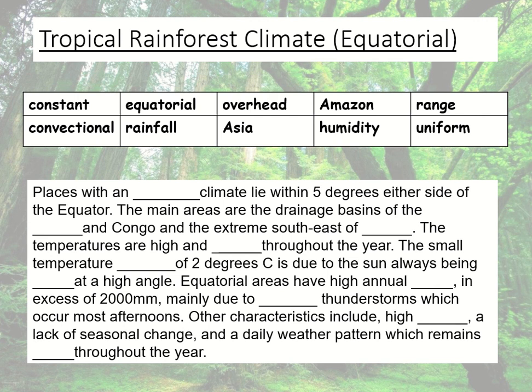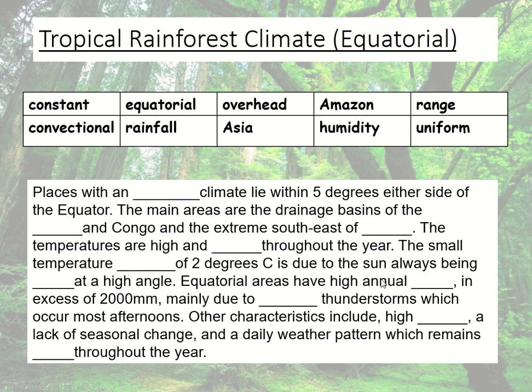Okay, so hopefully the answers you got were: places with an equatorial climate lie within 5 degrees either side of the equator, equatorial. The main areas are the drainage basins of the Amazon and Congo and the extreme southeast of Asia. The temperatures are high and constant throughout the year. The small temperature range of 2 degrees Celsius is due to the sun always being overhead at a high angle.